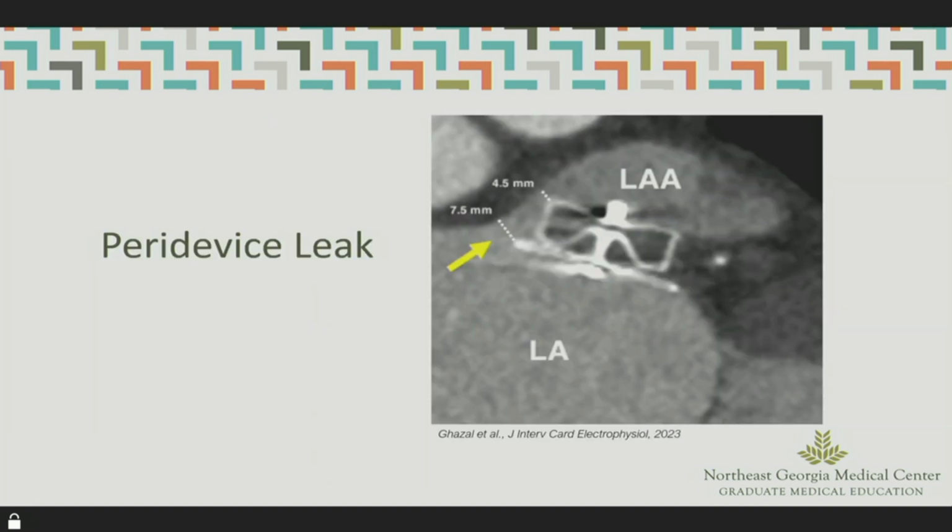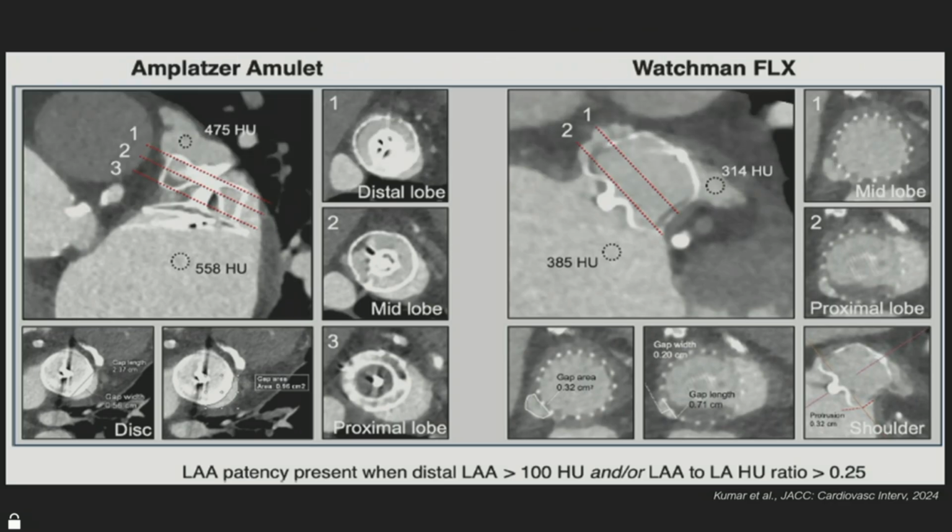But the two things that we care most about and that we see most commonly are evidence of peri-device leak and device-related thrombus. As you can see here with peri-device leak, you have an Amplatzer device here. Here's your left atrial appendage. You can very clearly see that there's this channel or tunnel where there's going to be leak, where contrast or blood can flow around the device and still form thrombus.